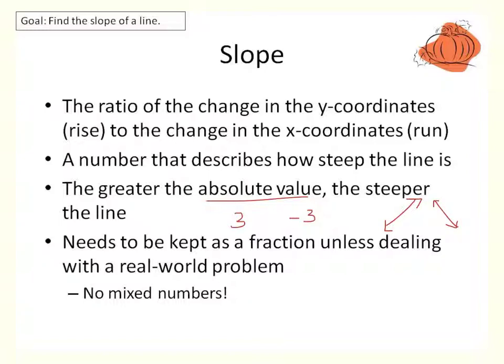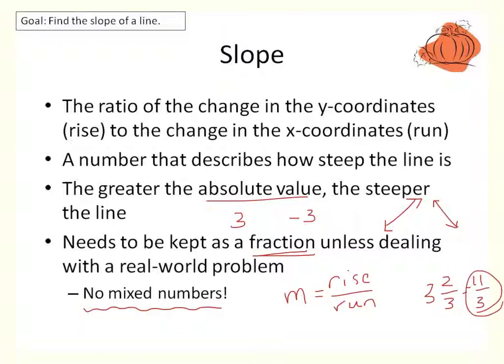And your slope does need to be a fraction, unless you're dealing with a word problem that maybe wants a decimal, and no mixed numbers. So if your slope is, and remember we use a little m for slope, if your slope is rise over run, I have to have a rise and I have to have a run. So if I'm putting in a mixed number, what is my rise and what's my run? Okay, so we really have to keep it as an improper fraction if it is one.